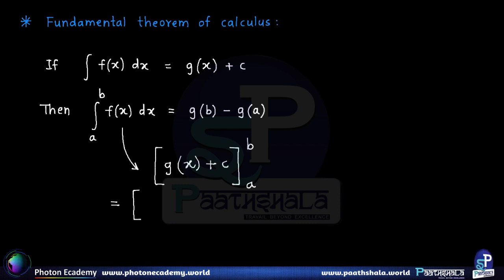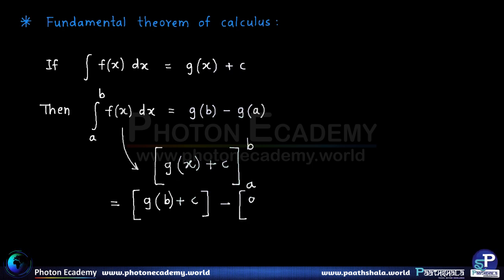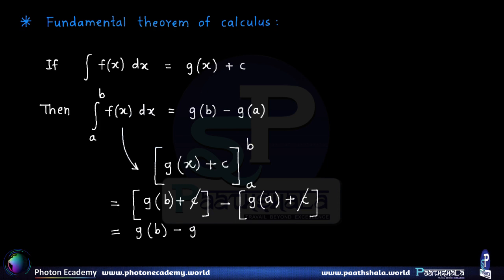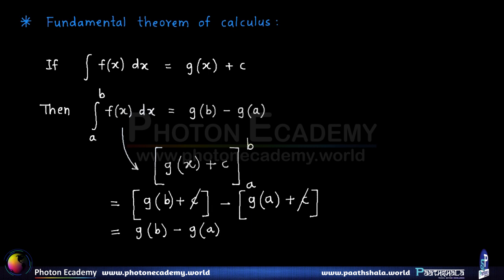So when we put the upper limit in place of the variable x, we will get g of b plus c, right? From this we have to subtract the expression when we put x as a, so that is g of a plus c. So here we can easily find that the c gets cancelled out. So therefore we are left with simply g of b minus g of a. This is one very important point to be kept in mind, that in case of definite integrals there won't be any arbitrary constant of integration at the end, because that simply gets cancelled in the process.